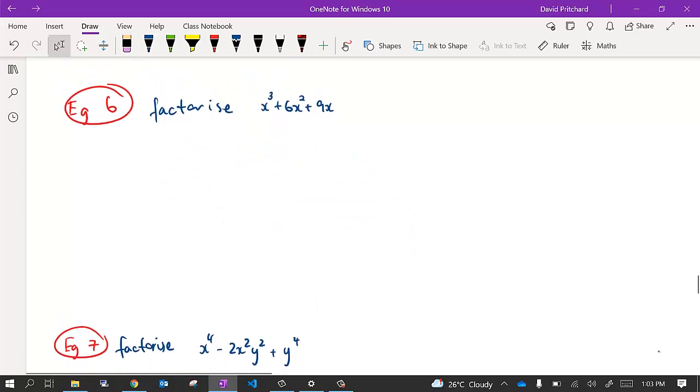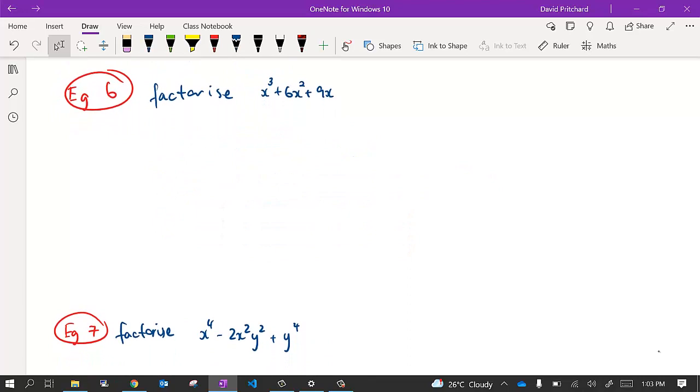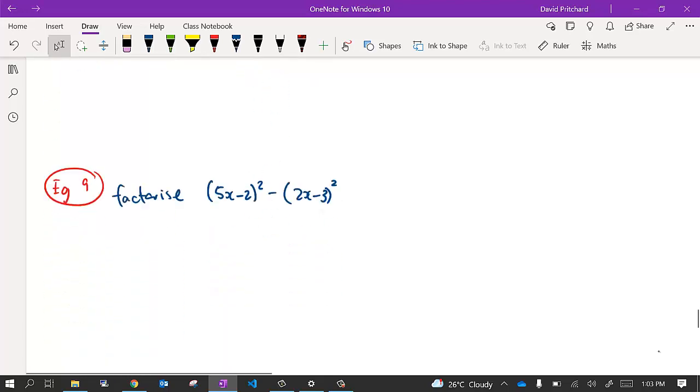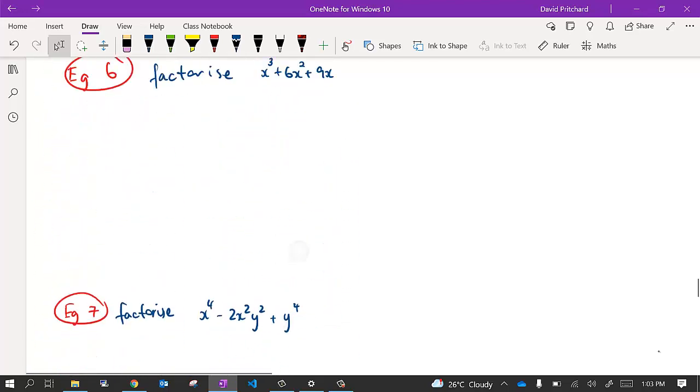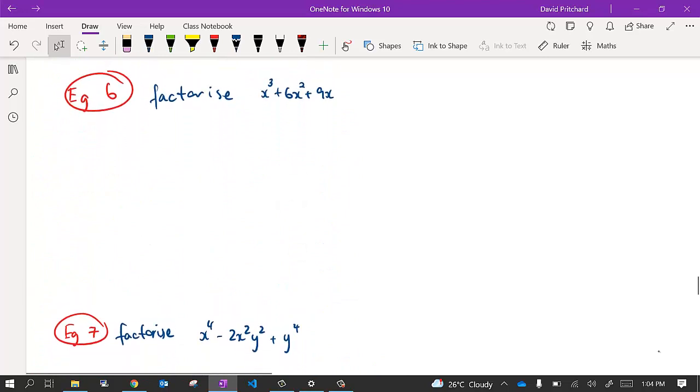So now we'll go through a few factorizations. Most of these are on the complex side, so if you need practice with the simple stuff, you can go back through to the secondary lesson. So you can see we've got a few questions here. All right, so I'll work through these pretty quick.